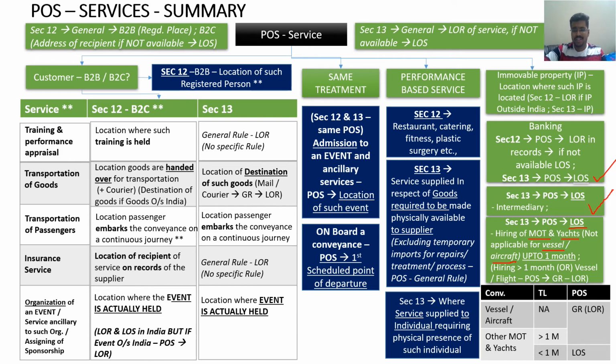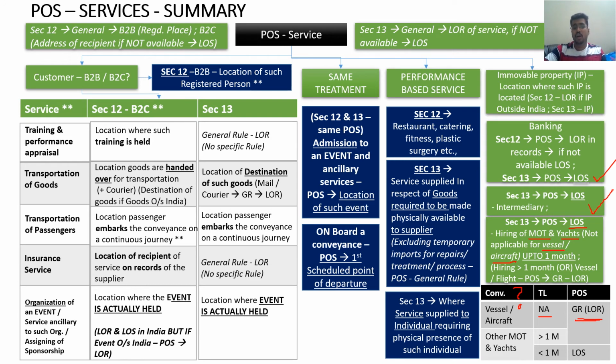So if you look at this table, the first thing you need to see is what is the conveyance that you are dealing with, right? Are you dealing with a vessel or aircraft that is being hired? Then in that situation, you need not see the time limits and all. Whether it is less than 1 month or more than 1 month doesn't make a difference. If what is being hired is a vessel or aircraft, straight away go to the general rule, my friends, which is location of recipient. That will apply for hiring of vessels or aircrafts.